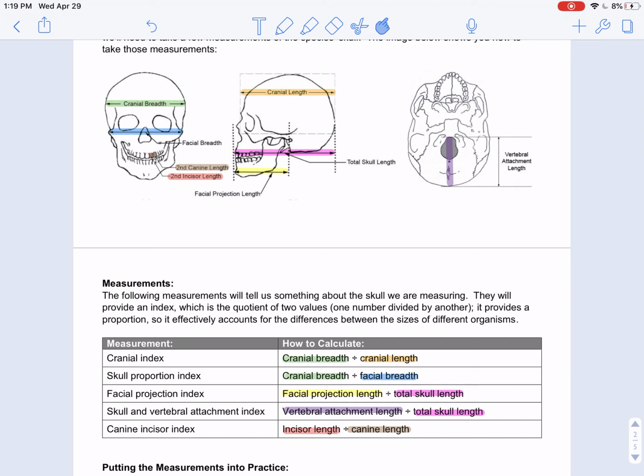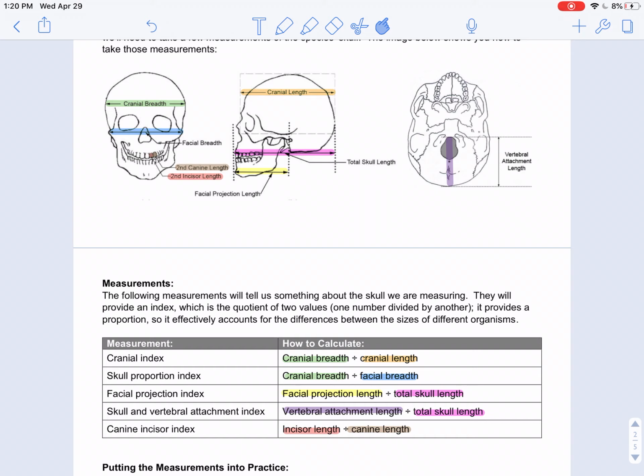Now the next one, skull proportion index. You can see that we're going to take the green cranial breadth measurement and divide it by the blue facial breadth measurement. And for this one, it's helpful to know that blue facial breadth measurement, if you actually put your fingers right on your cheekbones and then slide your fingers back towards your ears, you can see that cheekbone is part of this whole arch. And that arch of bone actually resides above a lot of muscles that control our jaw. So a wider facial breadth actually means that there's more room for larger jaw muscles.